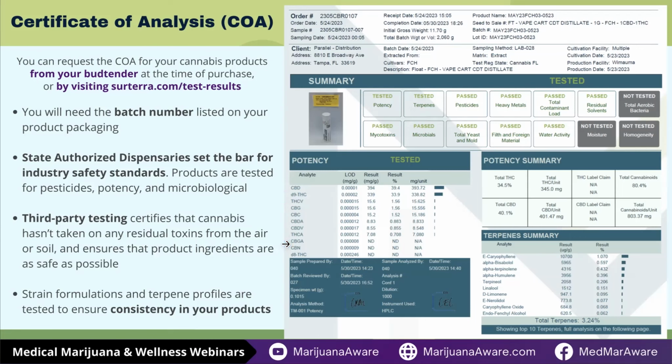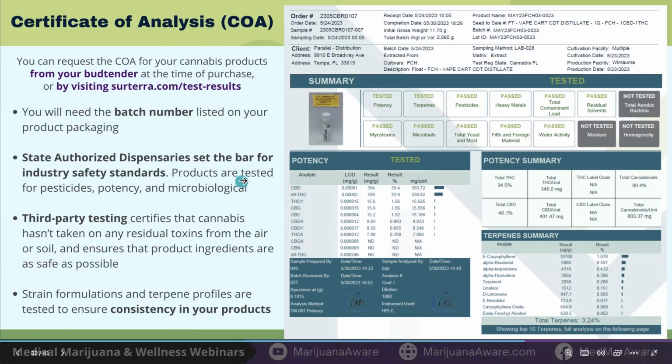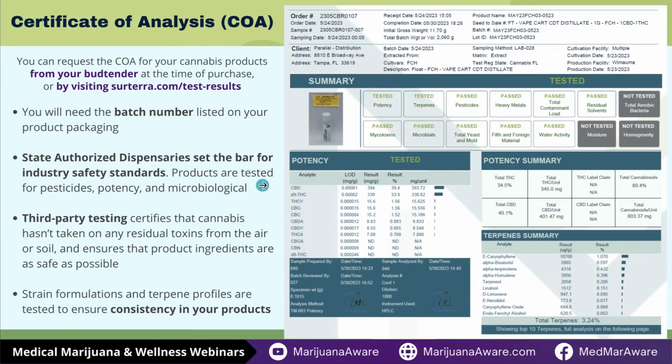How do you know what's there? Ask for a certificate of analysis. They'll give you that. Absolutely. And this is one way that you know that the company is testing their products, and then they're also sending all of their products to a state lab for a third-party test as well. Which is really important.